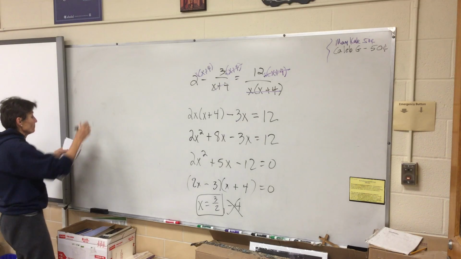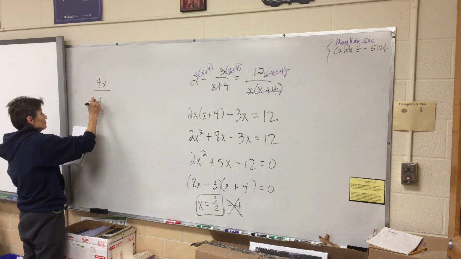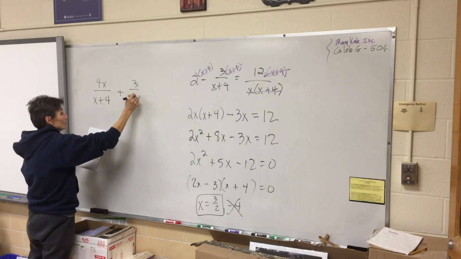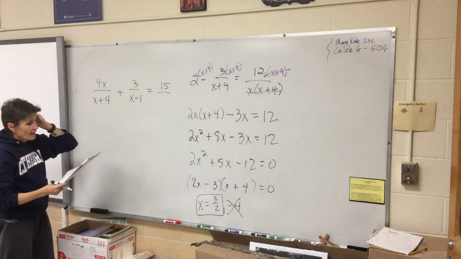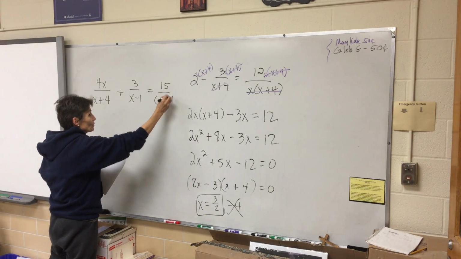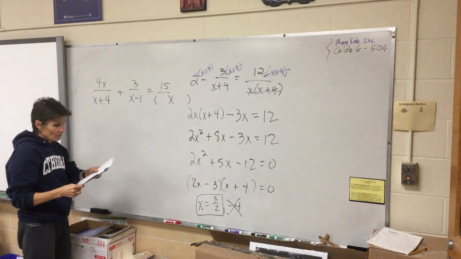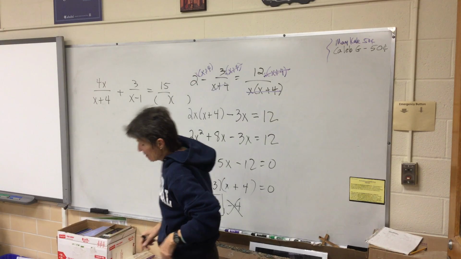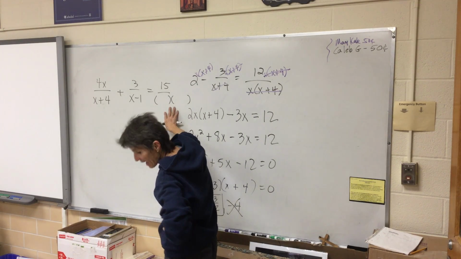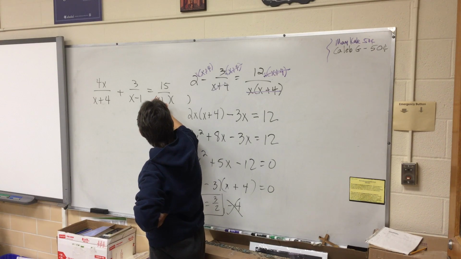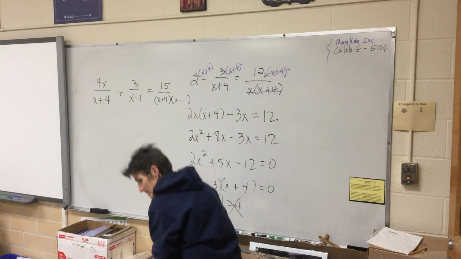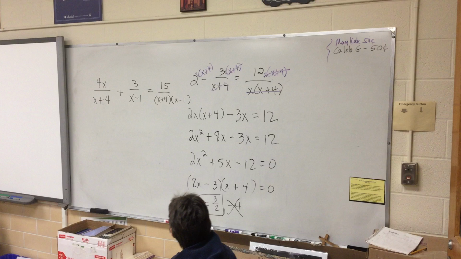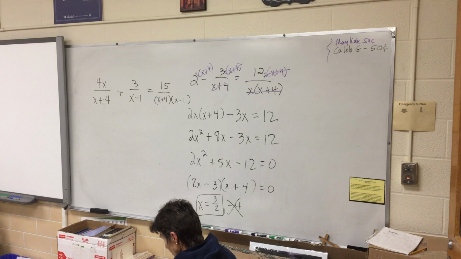All right, let's try the next one. Just like that problem I just did, I'm going to go ahead and factor this last denominator. So this is problem 5. And the last denominator, I'm going to factor, and it will be x plus 4, x minus 1. Which is kind of nice, because that's what those are in the other part of the problem.